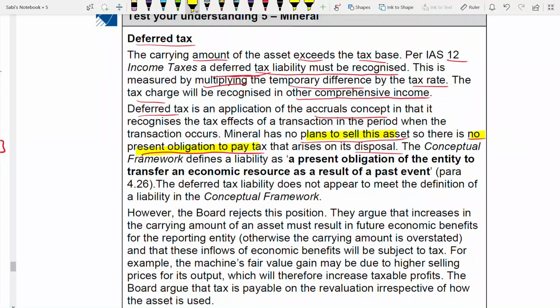So you cannot just say, okay, this is the definition of liability under the conceptual framework because there's a deferred tax liability. No, you don't start your answer like that. Because we are on the deferred tax, you keep on talking about deferred tax until you reach a point where you can talk about the conceptual framework. So this is that point. Why? Because no present obligation to pay tax. And for a liability to exist, from here onwards, you are getting this point.